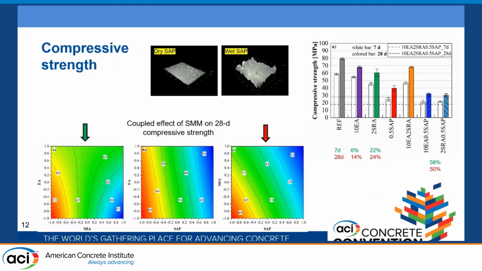Compressive strength is shown on this slide. As you see on the right, the column chart shows that the individual use of shrinkage mitigating materials reduces the mechanical properties, and when internal curing using SAP and other shrinkage mitigating materials is applied, a significant drop in strength, up to 50%, was observed. And the best combination, based on the contour graph you see at the bottom, was the combination of EA-SRA, and the worst was SRA-SAP.